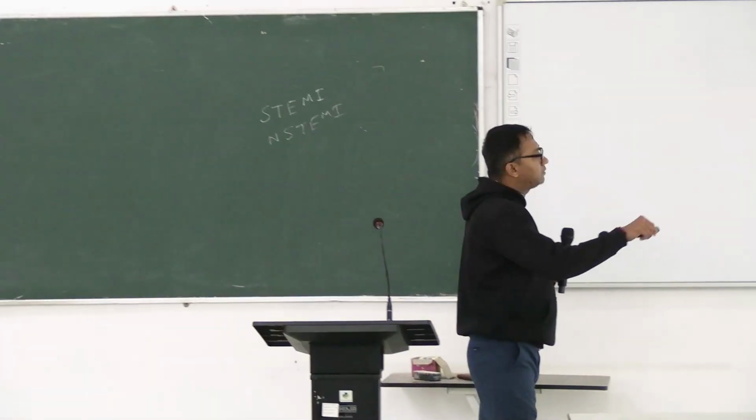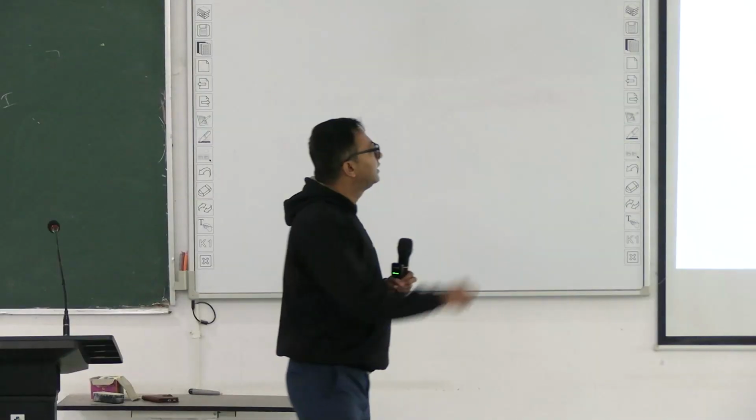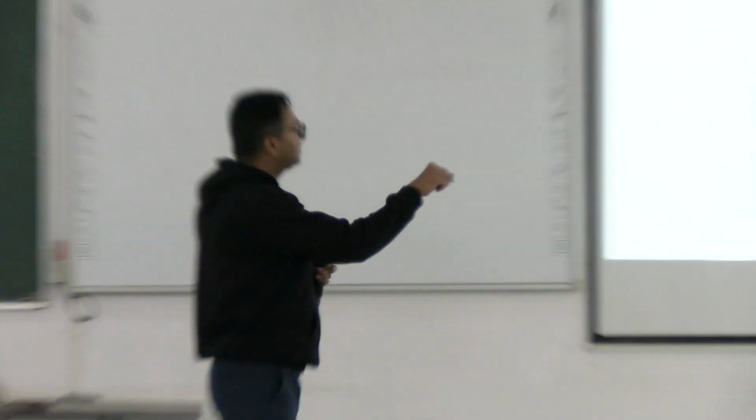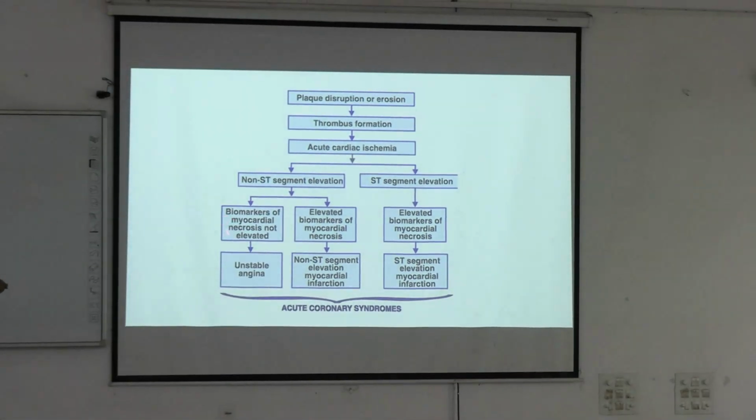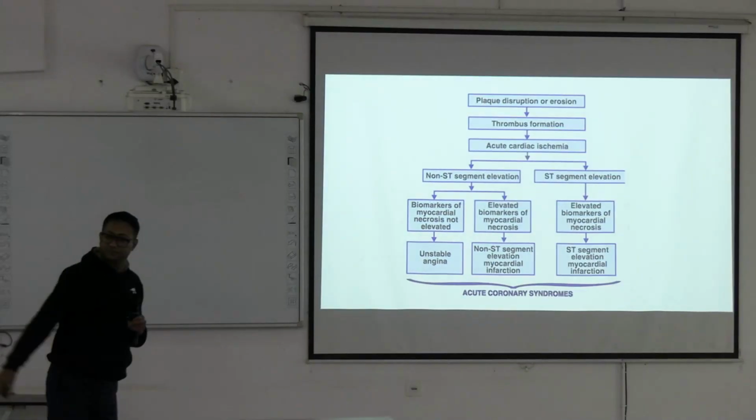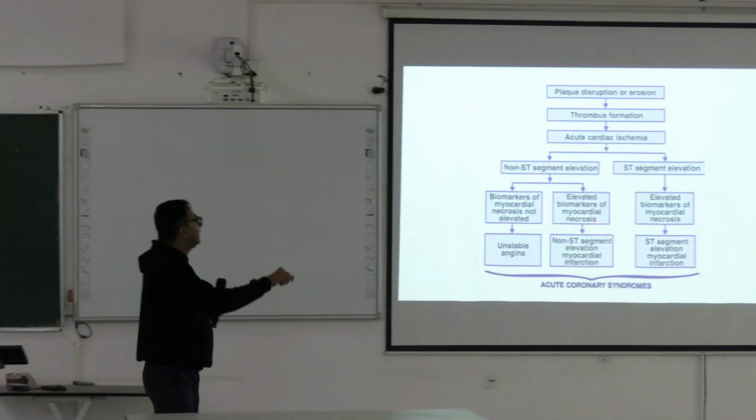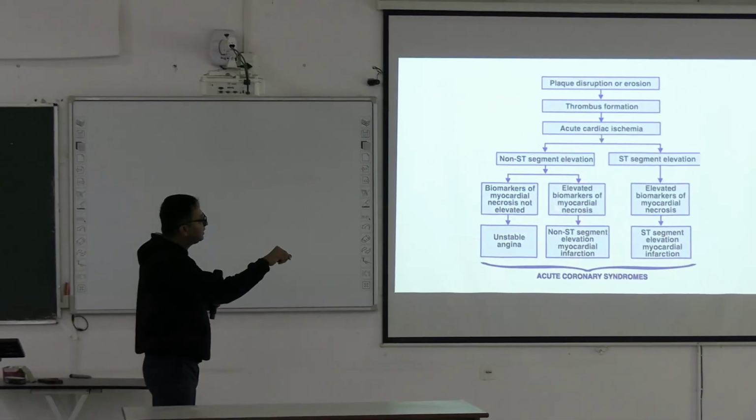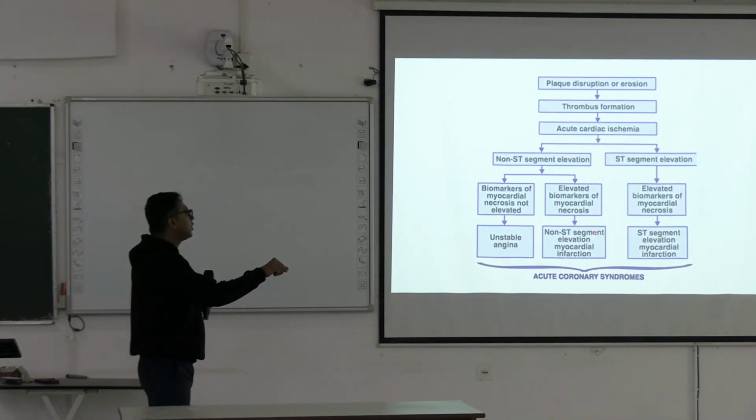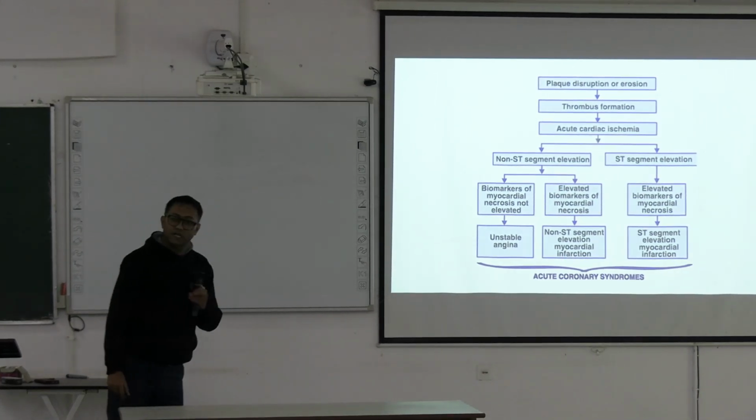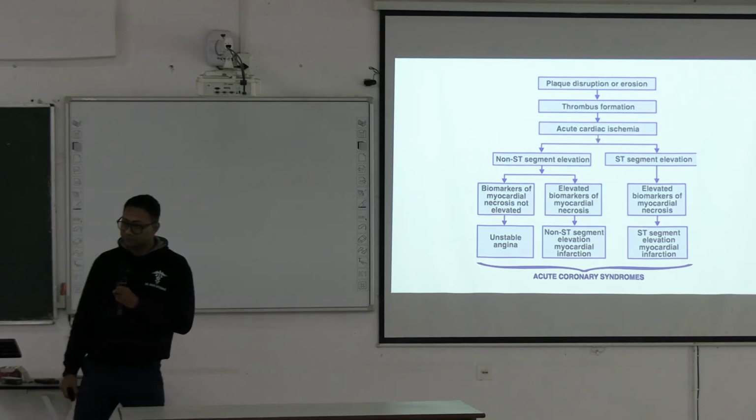Okay, so if the ST segment is not elevated, or is depressed, then we will perform biomarkers. If biomarkers are not elevated, we call it unstable angina, right? And if the ST segment is not elevated, but biomarkers are elevated in the blood, we call it non-ST segment elevation myocardial infarction. Okay. Simply, if the tissue is injured, the content of the tissue will come out into the blood, right?